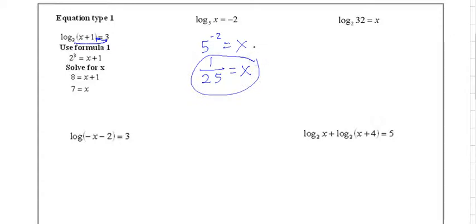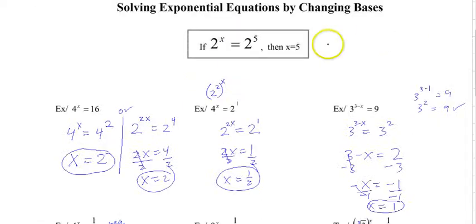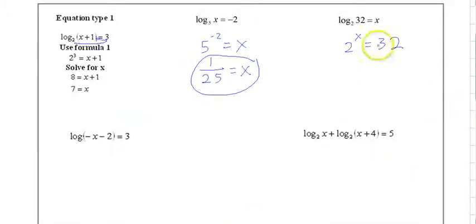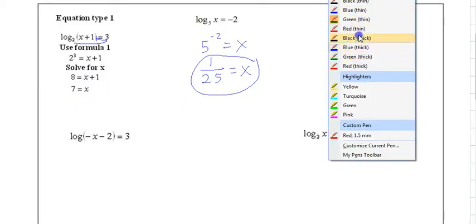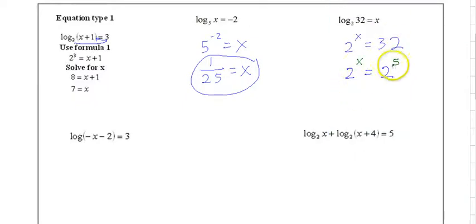And that's it. So this would be 2 to the x equals 32. And now we can go back and use our change of base formula, where we make the bases the same and then set the exponents equal. So a base here would be 2. And so the exponents would be x, and then 2 to the power of 5. And if we check it by plugging in the calculator, it works. So x equals 5. That's it.